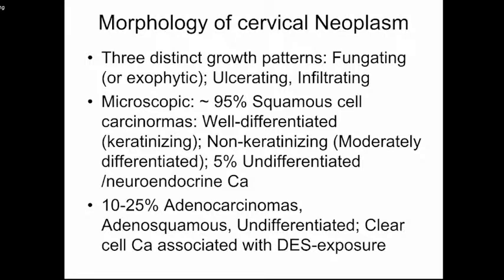Morphology of the cervical cancer. 3 distinct growth patterns: it may be a fungating or exophytic mass, ulcerating, or infiltrating tumor. Microscopically, the majority, more than 95%, are squamous cell carcinomas. They may be well-differentiated, keratinizing tumors, non-keratinizing, and undifferentiated. And very few, we see neuroendocrine carcinomas, but these are very rare.